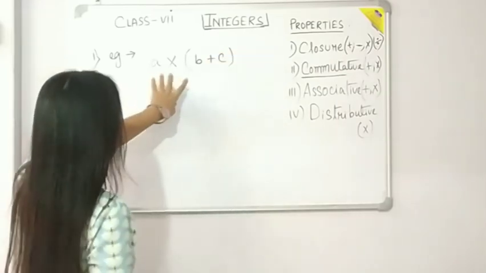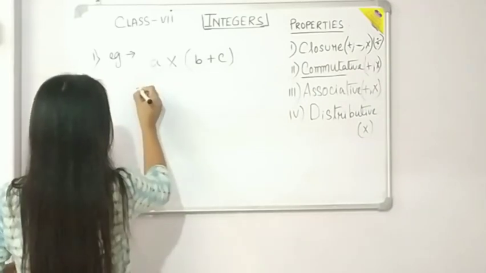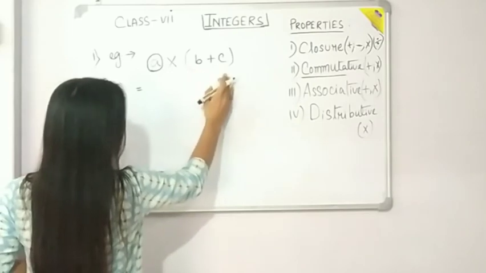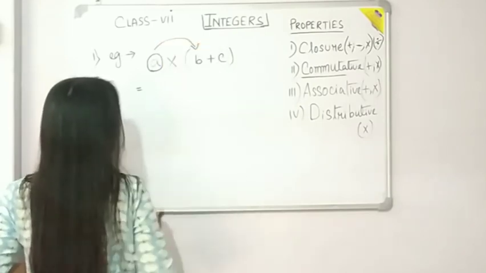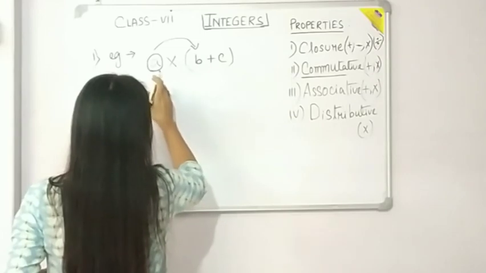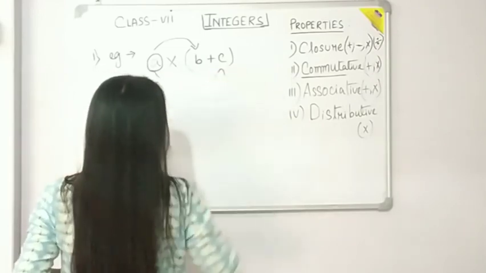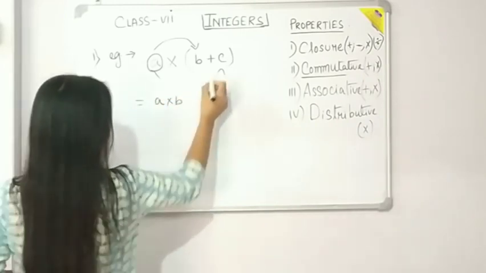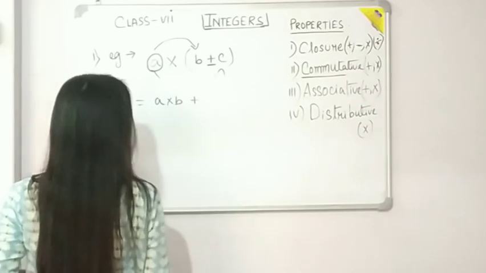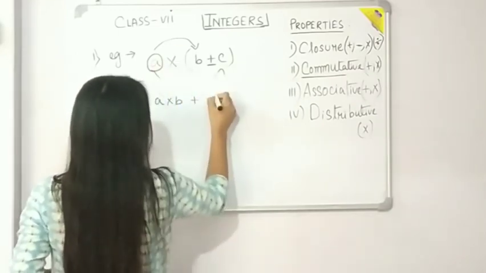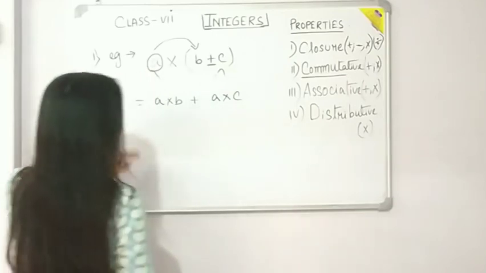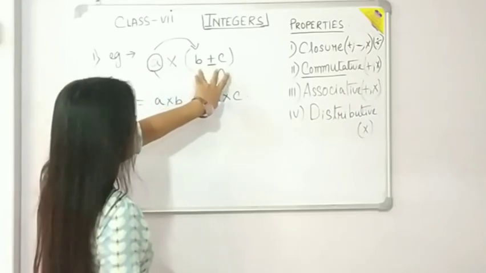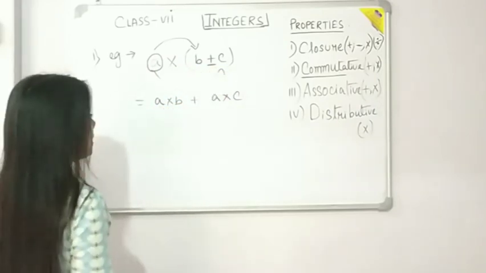So if we take any three integers like this, then how can we write? A will be distributed to both the numbers. A will be distributed for both the numbers B as well as for C also. So how to write? We will write A into B, and what is the sign provided to us? It is plus. So plus A into C. So in this way we can distribute the multiplied integers with the added integers. Alright. So this is called distributive property.